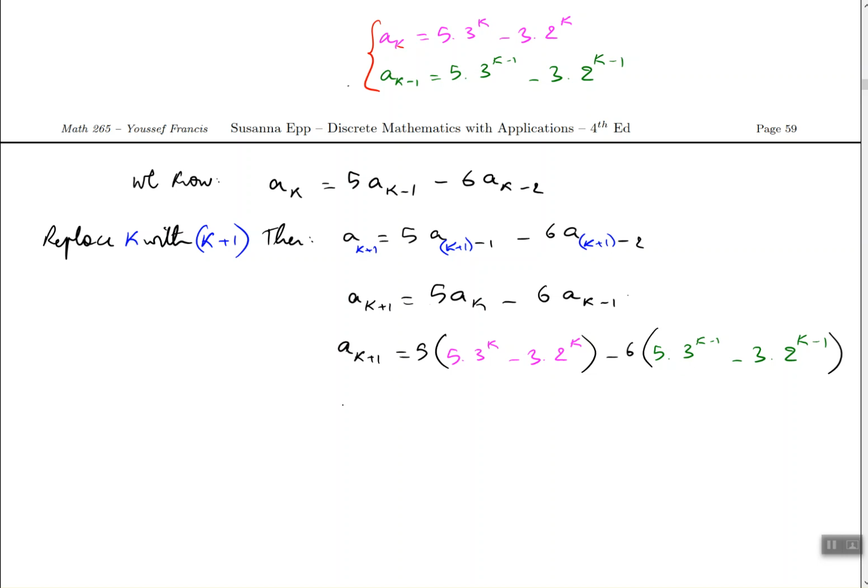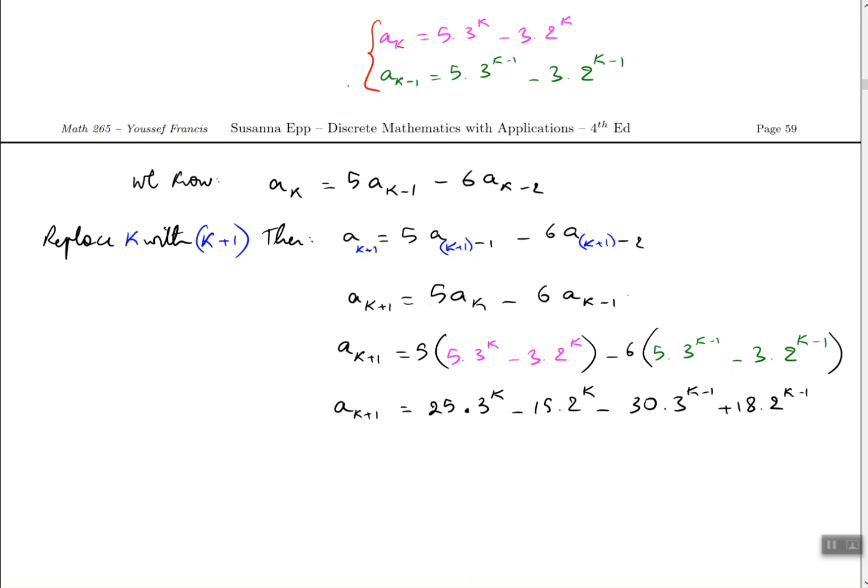So we are now ready to go ahead and do a lot of algebra to basically break it down. There's a bunch of different ways of doing this, but I'm going to go ahead and multiply the 5 with the 5, multiply the 5 with the 3. When I do that, I'm going to end up with 25 times 3^k minus 15 times 2^k. And I'm just going to multiply also again the 6 with the 5. That's going to be 30 times 3^(k-1). And then again, 6 times negative 3 is going to be positive 18 times 2^(k-1).